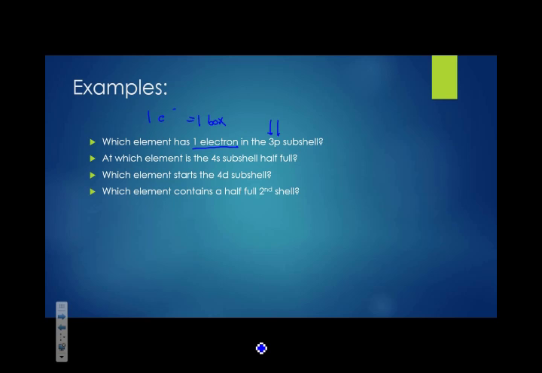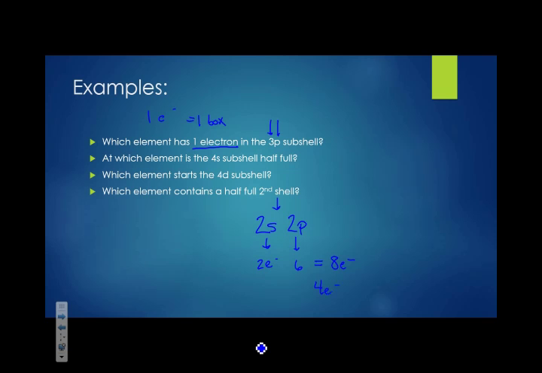And last, which element contains a half-full second shell? This one's a little trickier because we have to think of who has number 2 out front. Well, we have the 2s, and we also have the 2p's. The 2s has 1 orbital and can take 2 electrons, so there's 2 electrons in there. And the 2p subshell can take 6 electrons, so there's 6 electrons in there. So there's a grand total of 8 electrons. Half full would be 4 electrons.